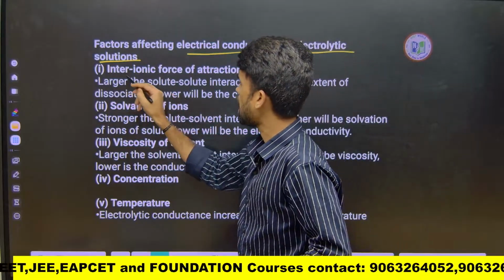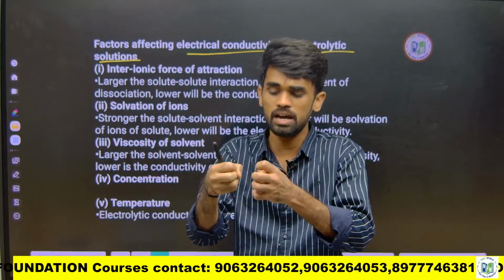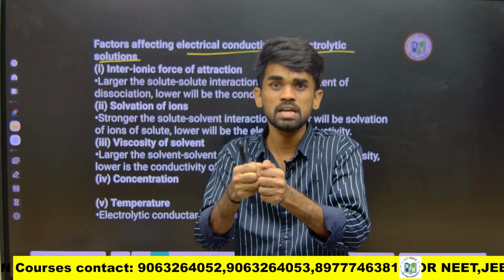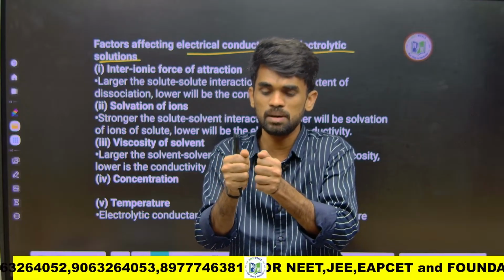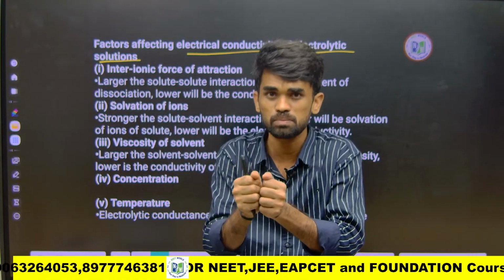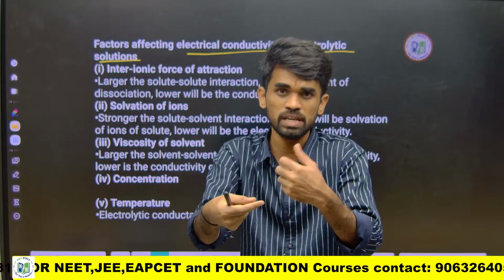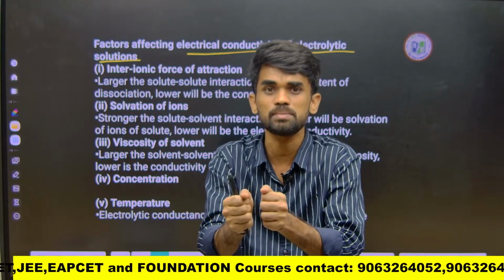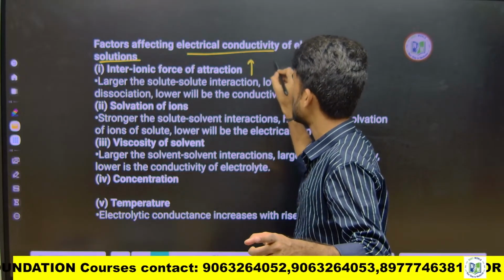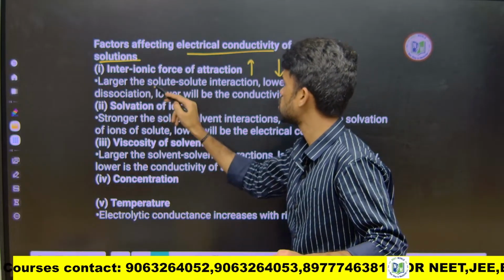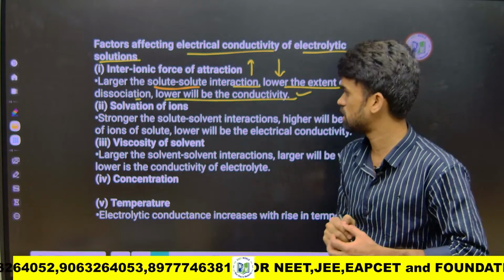First, inter-ionic force of attraction. If oppositely charged ions have stronger inter-ionic attractive forces, their mobility decreases, because the freedom of movement of those ions is reduced by the forces of attraction between them. So their conductivity is less. As inter-ionic forces of attraction increase, conductance decreases. The larger the solute-solute interactions, the lower the extent of dissociation and the lower the conductance or conductivity. Hope it is clear.